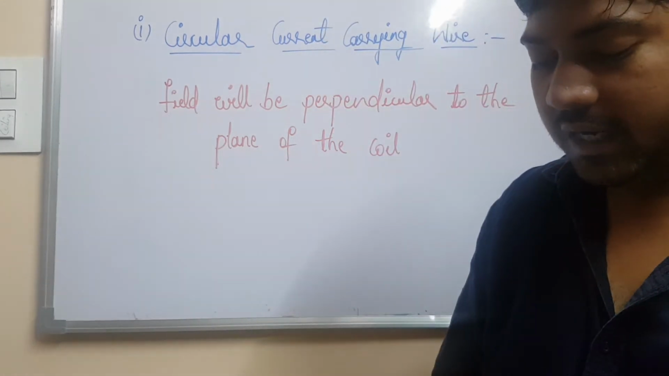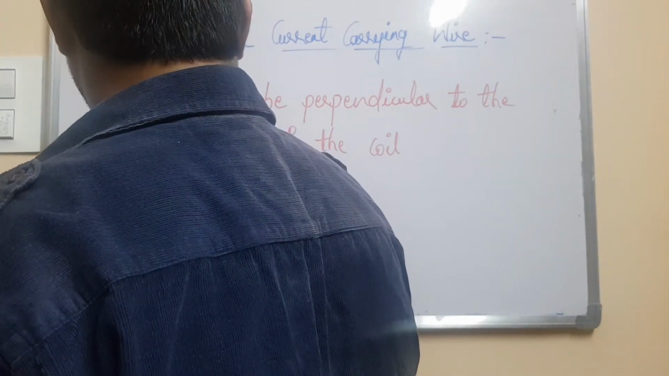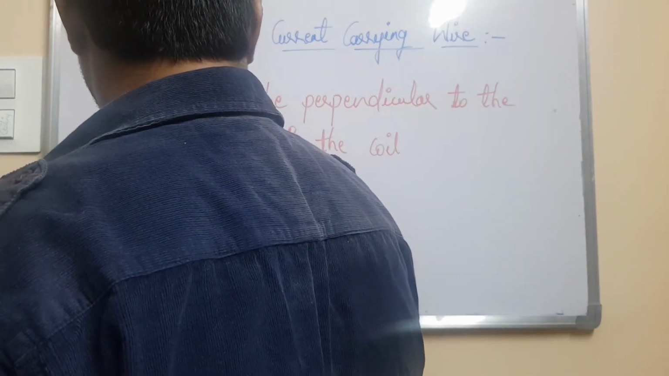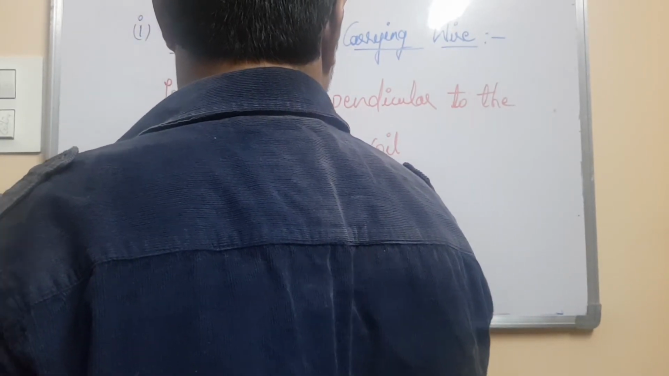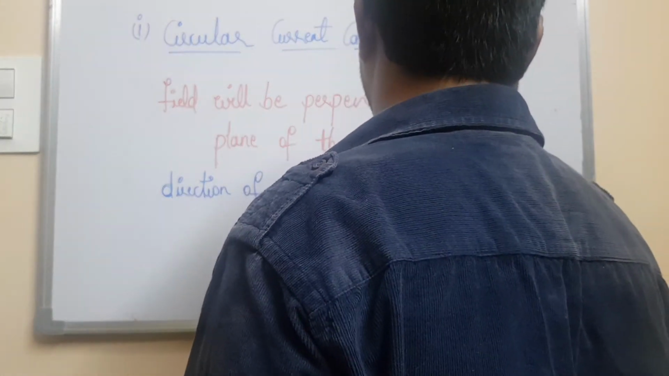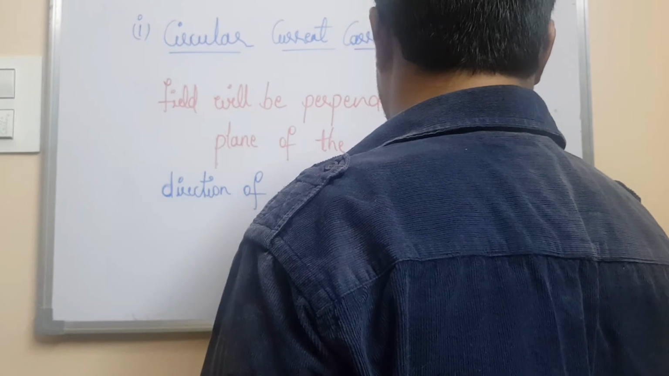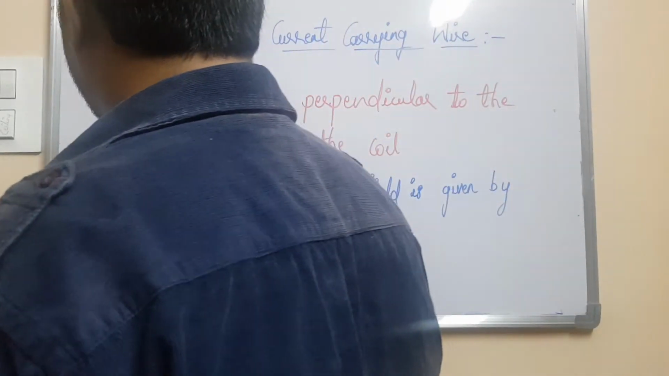And the direction of the magnetic field is given by the right hand thumb rule.